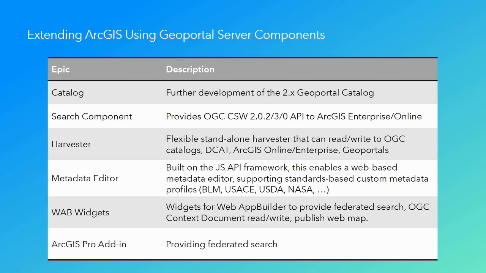So a catalog itself, the metadata catalog, installable and so on. A search component, which really is just a set of APIs, harvesting the ability to read metadata from one place and put it in another place. Metadata editing. If you work with ArcGIS Online or Portal for ArcGIS, you'll notice that a couple releases ago it got a metadata editing capability. That metadata editing capability is developed by our team in Geoportal Server and is part of the JavaScript API, and that opens up a number of possibilities there. We developed some Web AppBuilder widgets over time and sort of making those available.